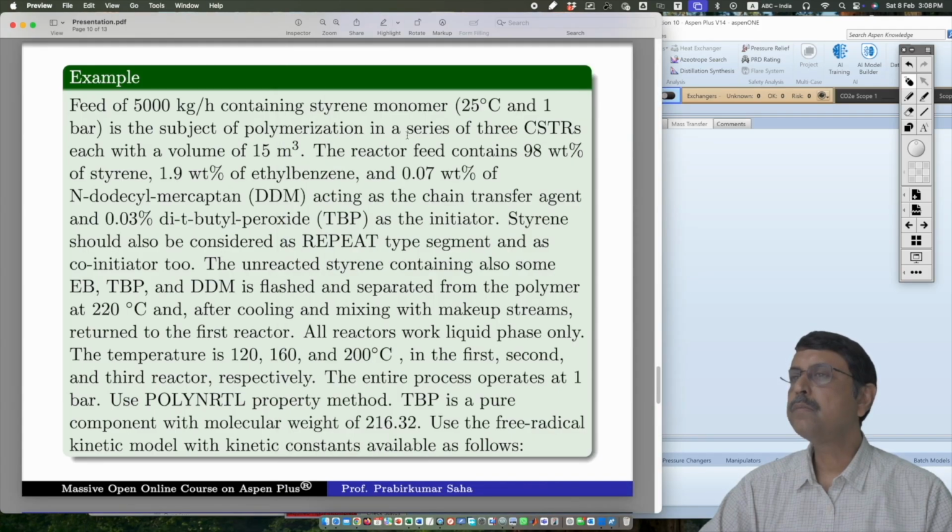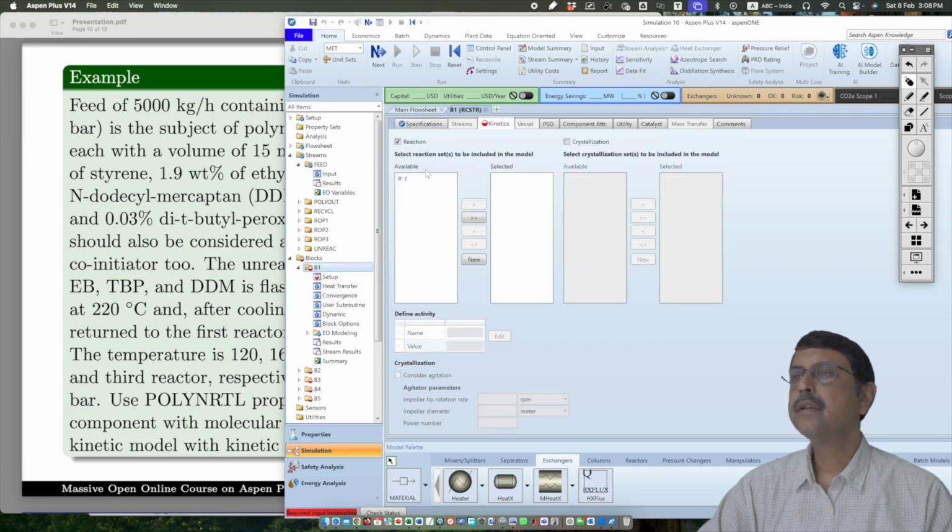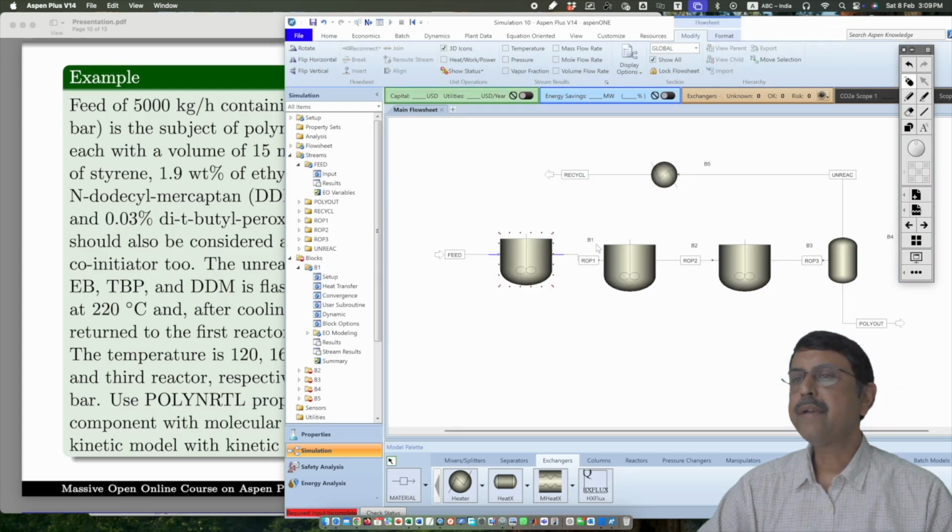The reactor volume: 3 CSTRs, each with volume of 15 meter cube. So it is 15 meter cube. And the reaction kinetics, we have already defined the reaction kinetics R1. So we just put it over here. Okay. So that way we have set the reactor 1. So we call it reactor 1.